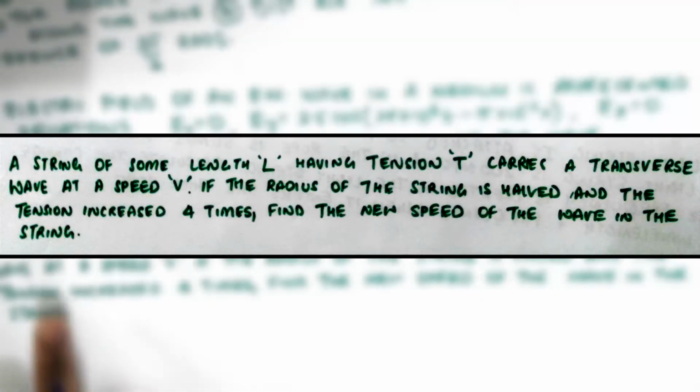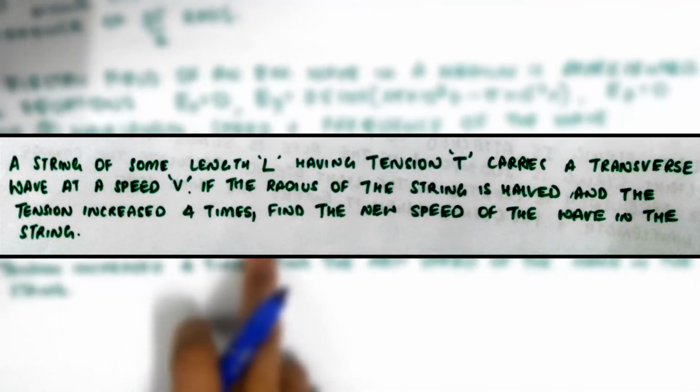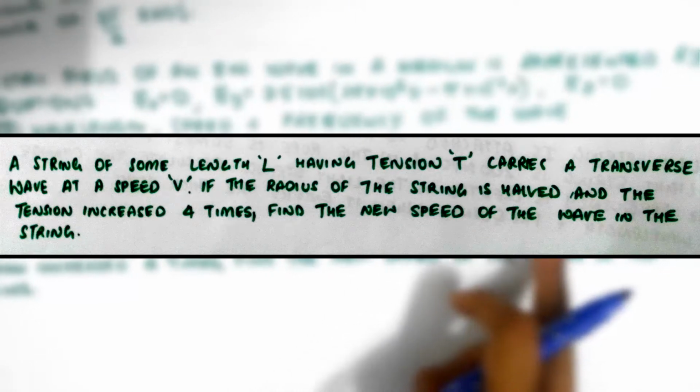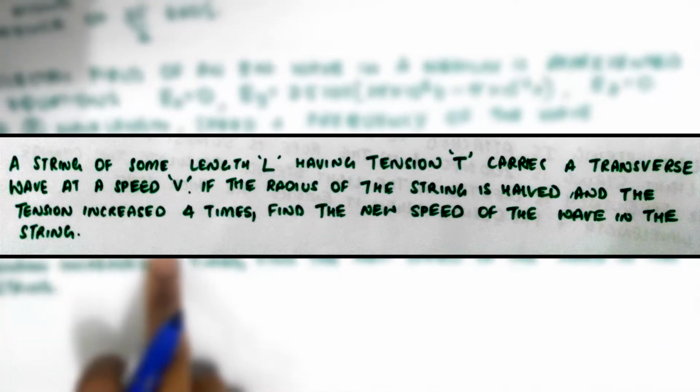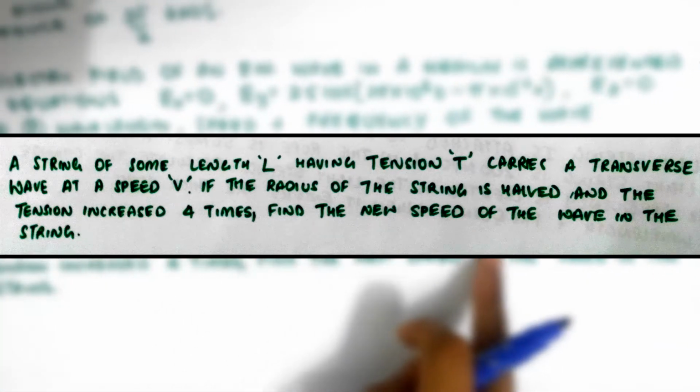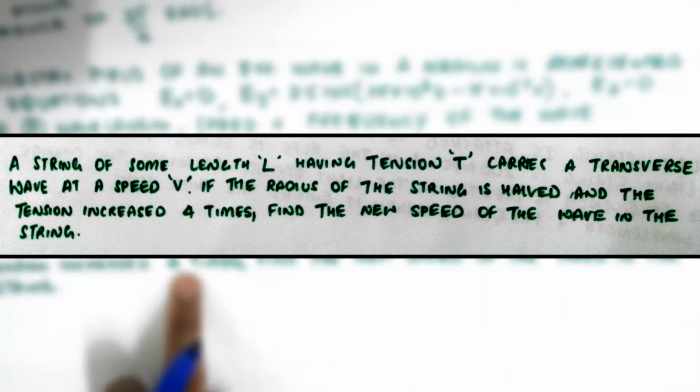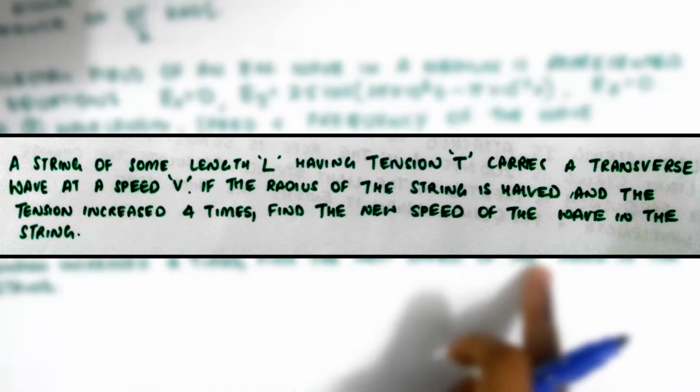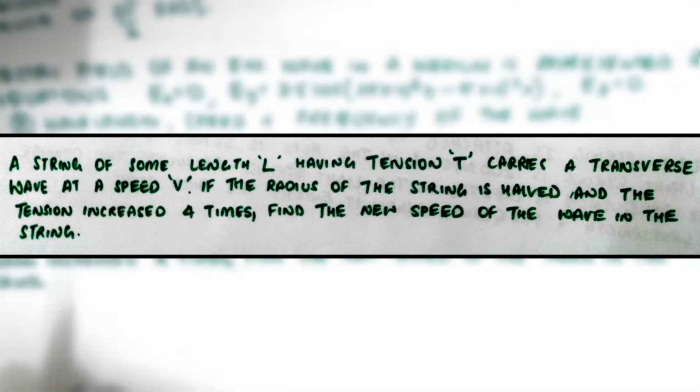Okay, let's tackle another question. We have a string of some length L having tension T carries a transverse wave at speed V. The radius of the string is halved and the tension is increased 4 times. Find the new speed of the wave in the string.